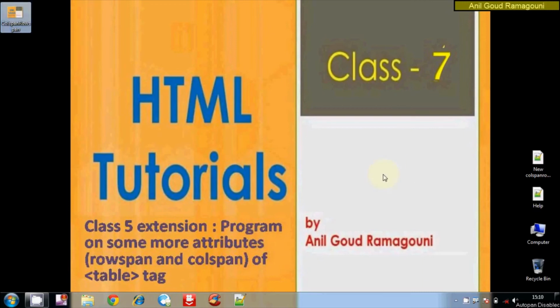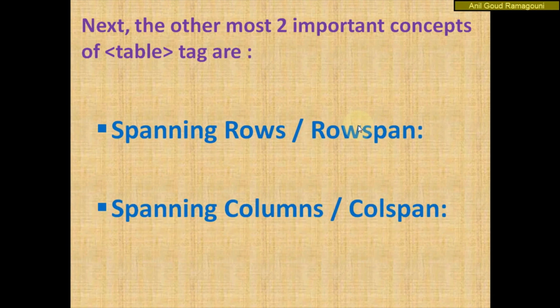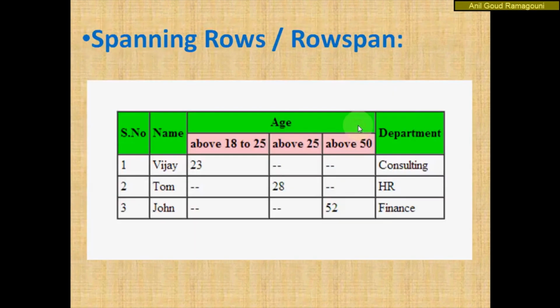This is what the deck actually I have created. Spanning rows and spanning columns, in short we can call as row span or col span. This is what a typical table we have actually. In the appearance, it looks like a 4x4 table, I mean 4 rows and 4 columns, but if you go in depth of that, and if you observe keenly, then it looks like a 5x6 table, I mean 5 rows and 6 columns.